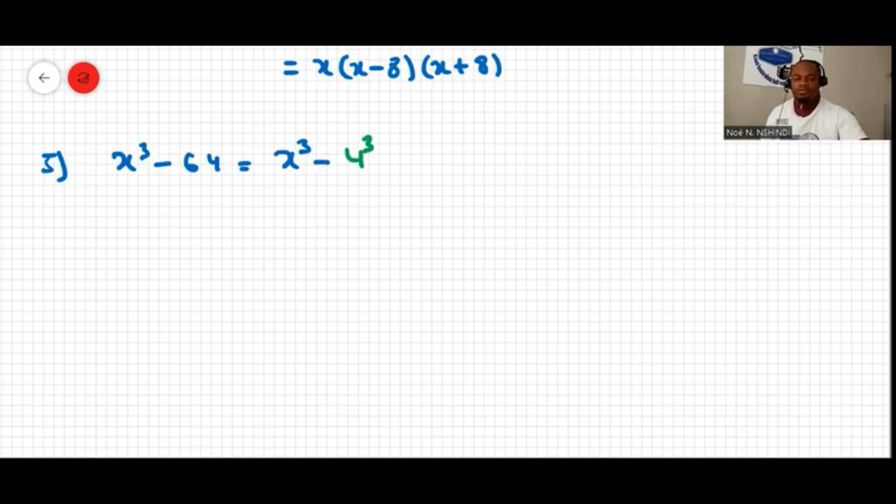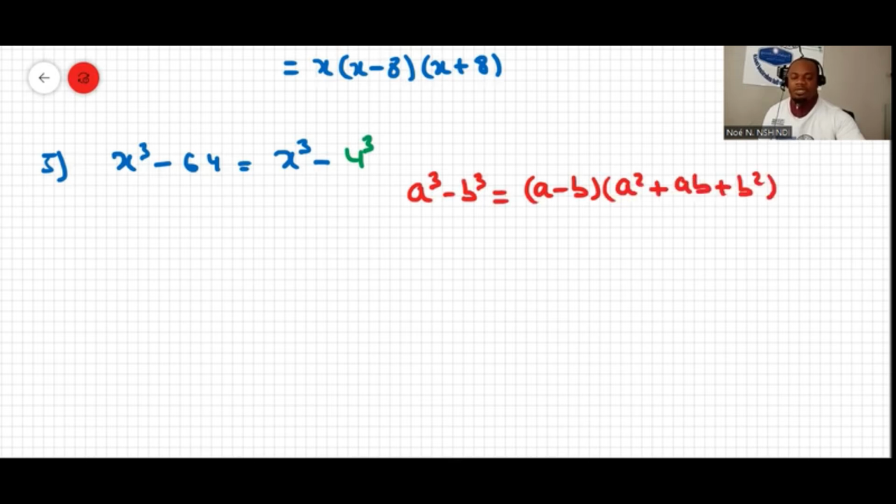Now we have what we call the difference of two cubes. Remember, the property says a cubed minus b cubed is equal to a minus b, in the bracket like that, open brackets a squared plus ab plus b squared. So we can apply this property to answer this question.